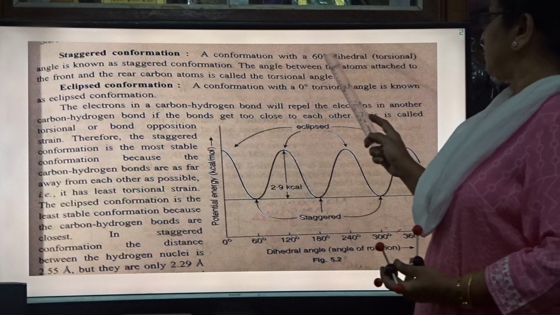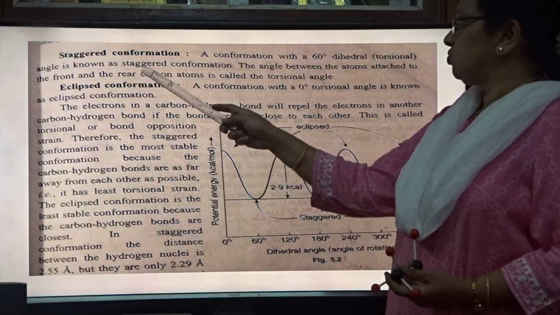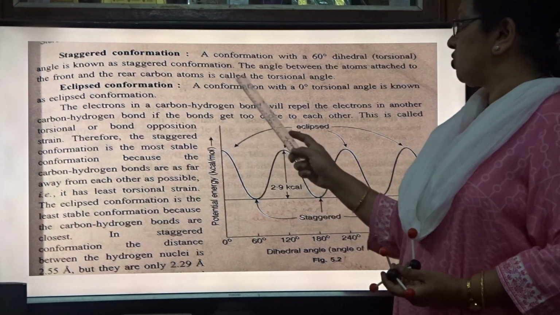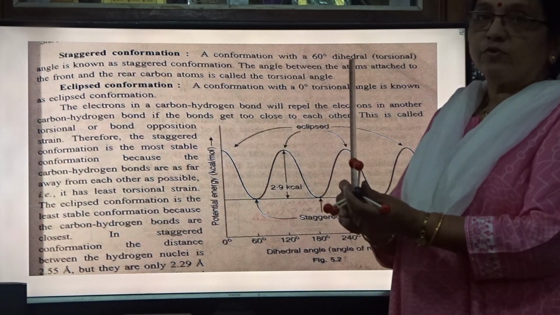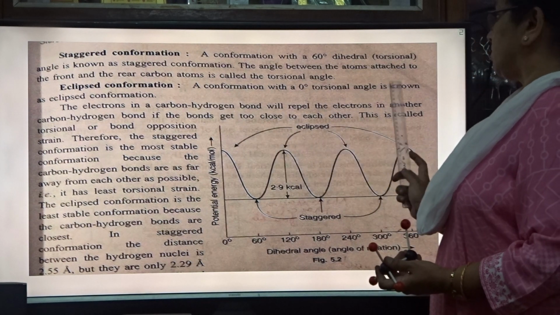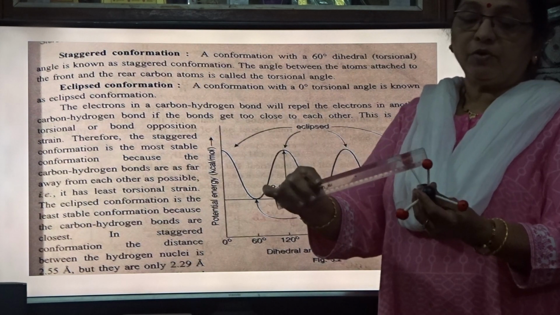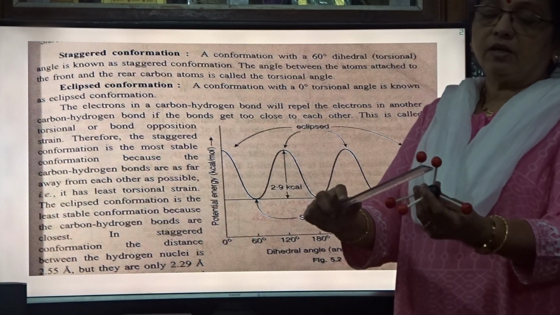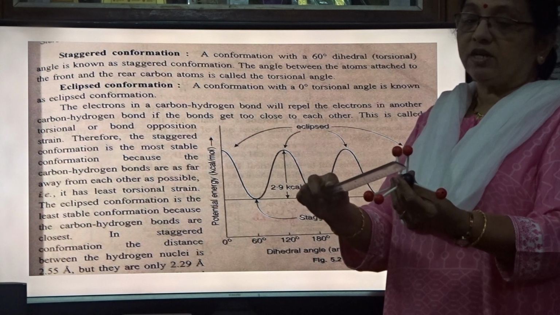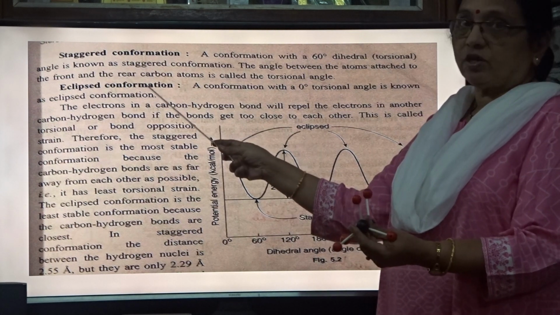A conformation with a 60 degree torsional angle is known as staggered. The angle between the atoms attached to the front and the rear carbon is called the torsional angle. So the angle through which we are rotating is known as the torsional angle. A conformation with 0 degree torsional angle is known as eclipsed. 0 degree means one is facing the other, just one behind the other, with no angle between them. This is the eclipsed conformation.